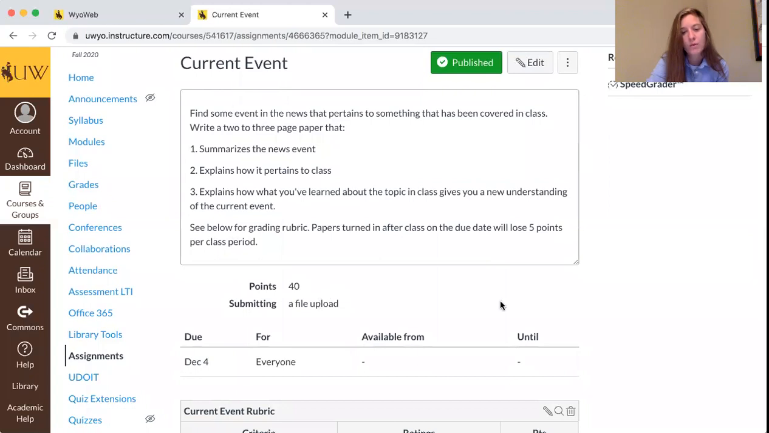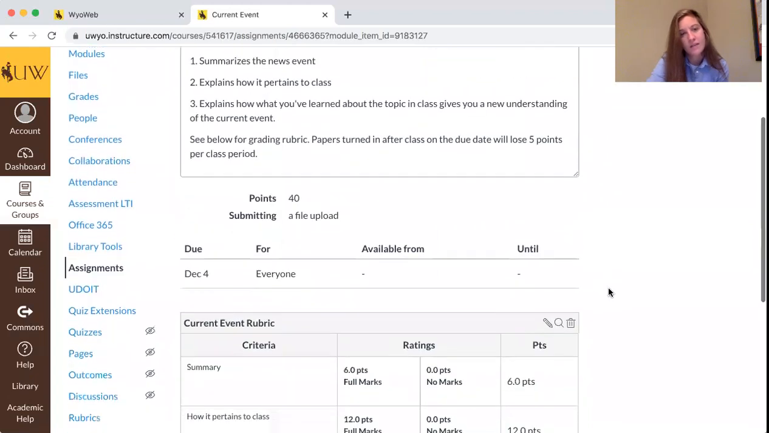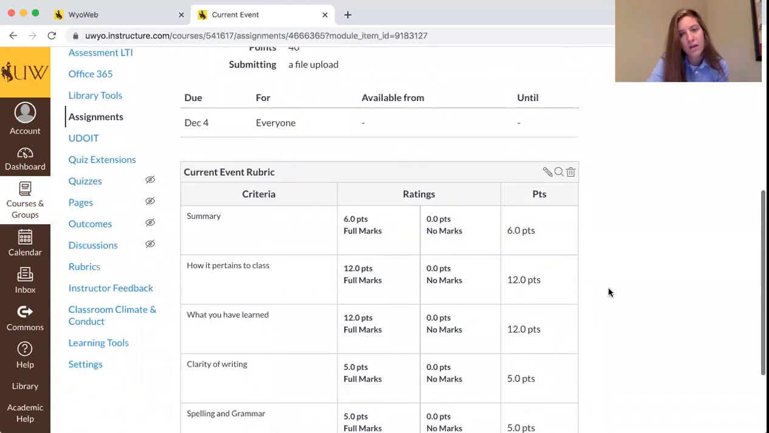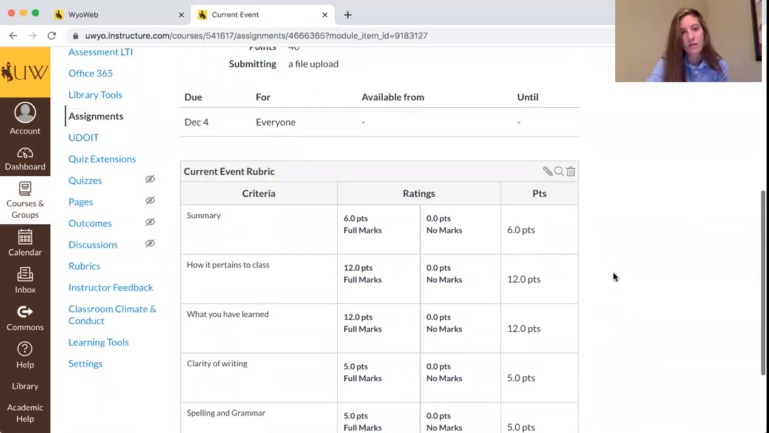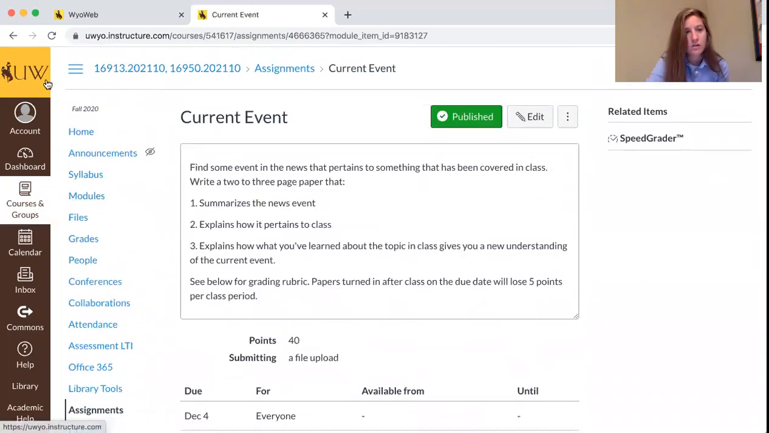This is worth 40 points, and I forgot to point this out on the last writing assignment, but if you scroll down on this one and the last one, you will see the rubric criteria as to how you will be graded on that.